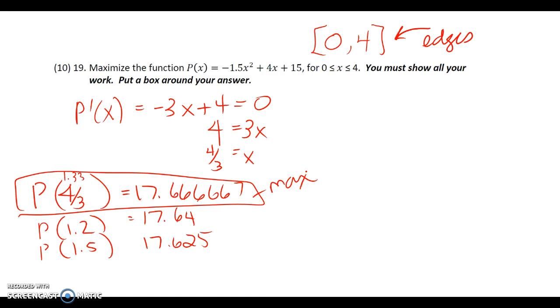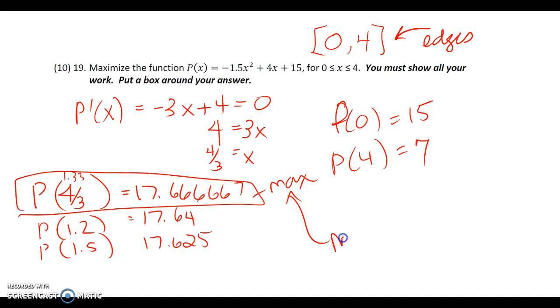But for us to maximize the function, we do have to check at the edges. So P of 0 and P of 4. So P of 0 gave us 15, P of 4 gave us 7. So this is indeed a max of this function over this closed interval. The key there is you have to check. When it's a closed interval, you have to check each of those edges.